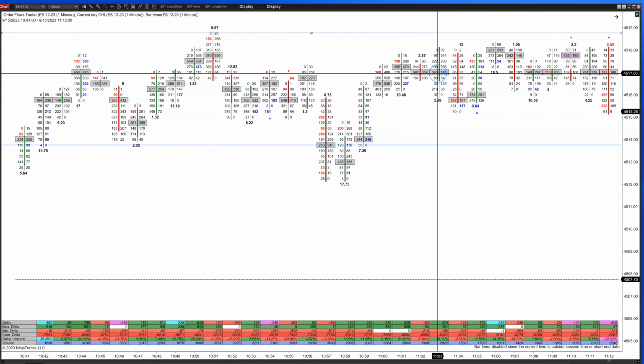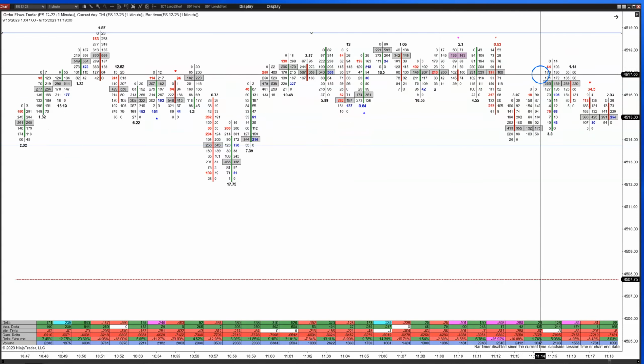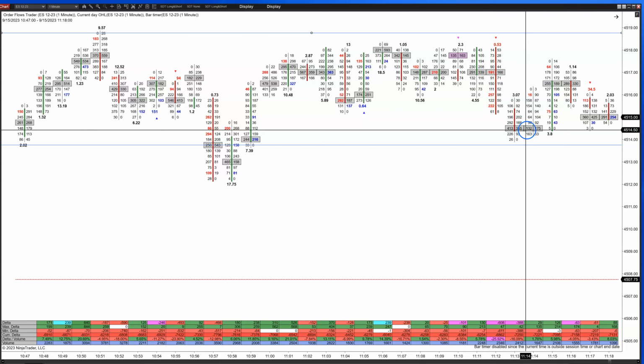Obviously 1, 2, 3. These two are right around the same level. These two right around the same level. These pairs are all right around the same level. Because why is that important?